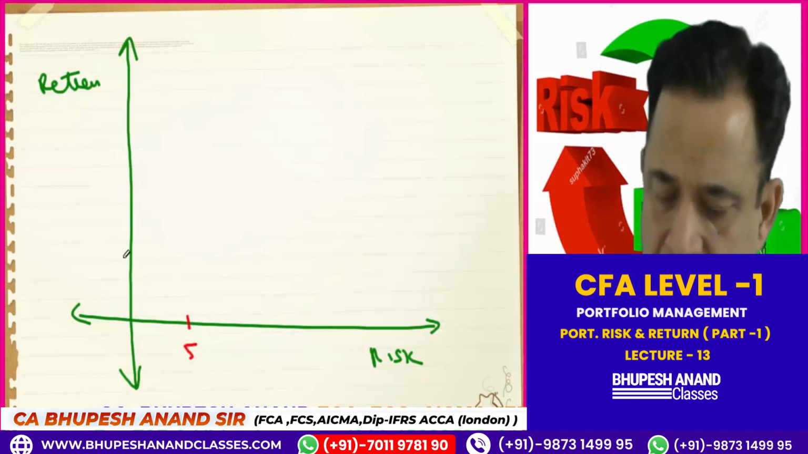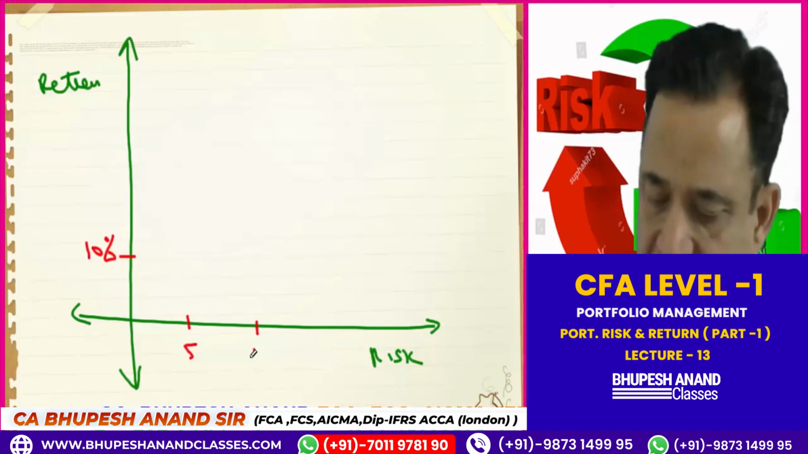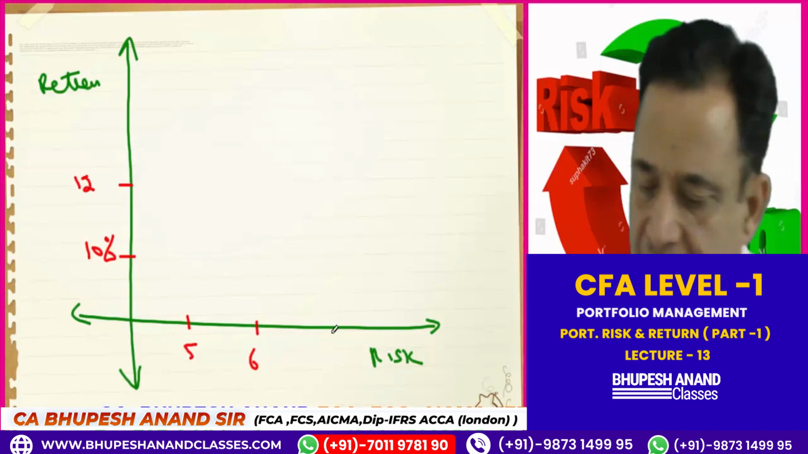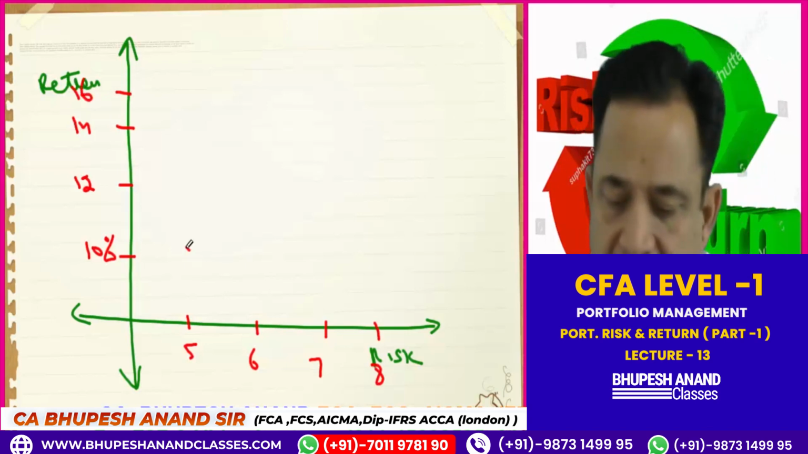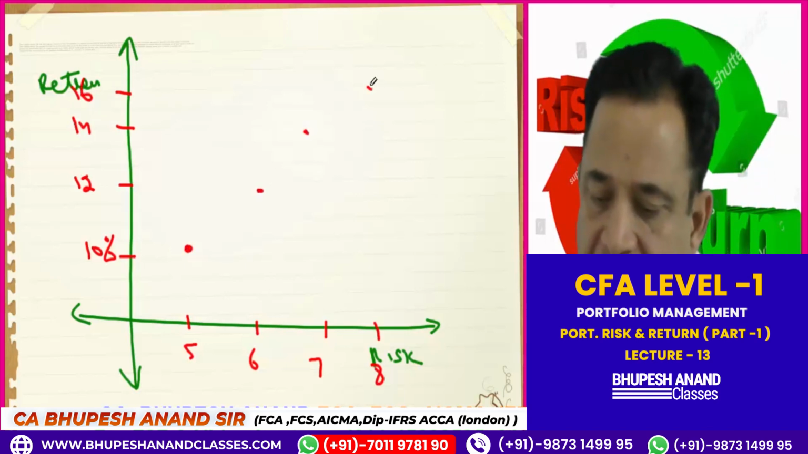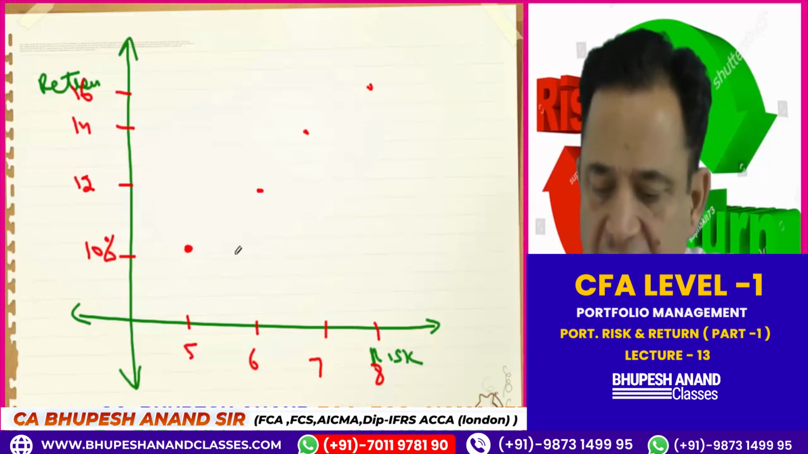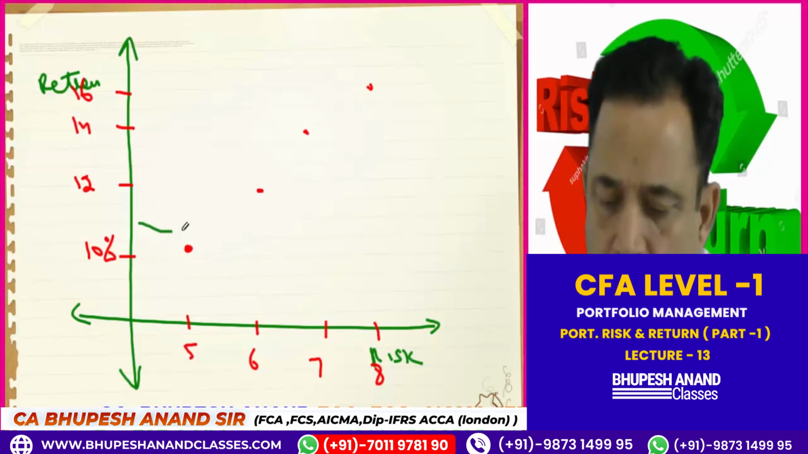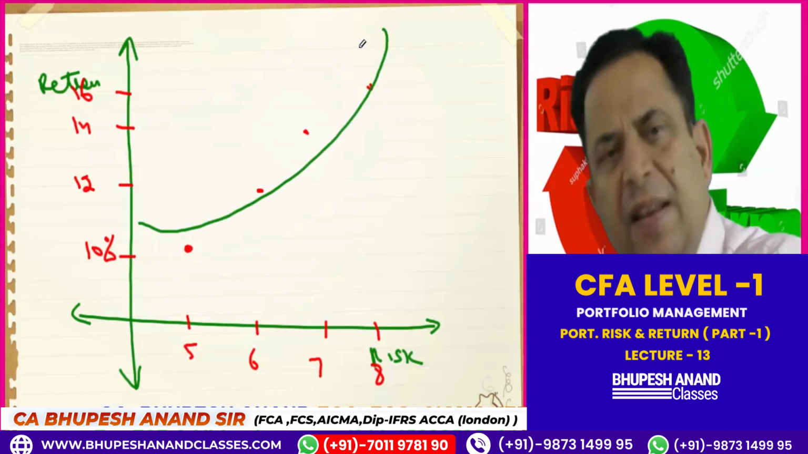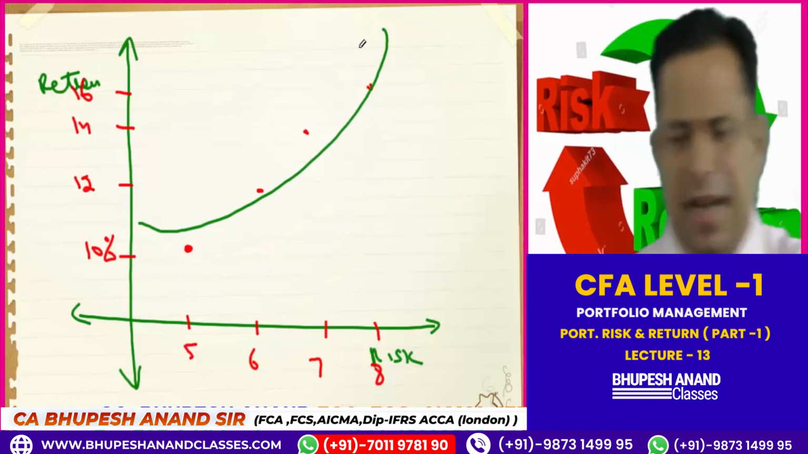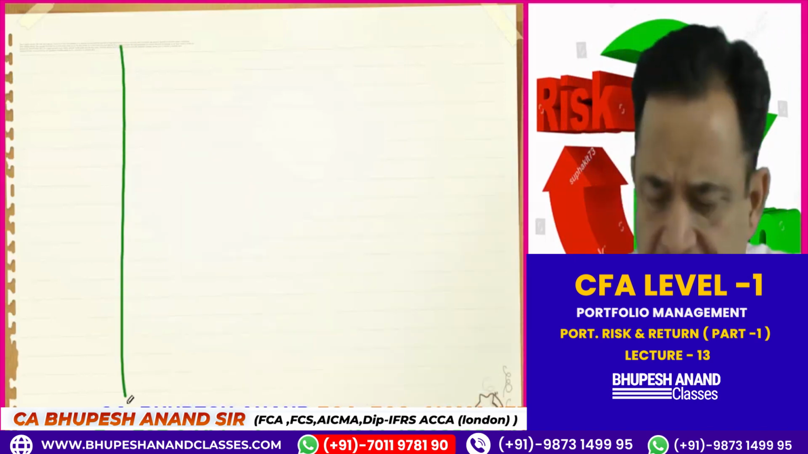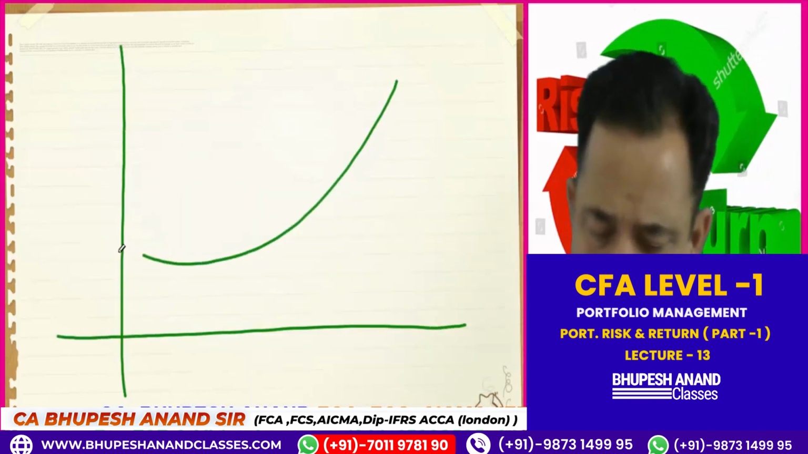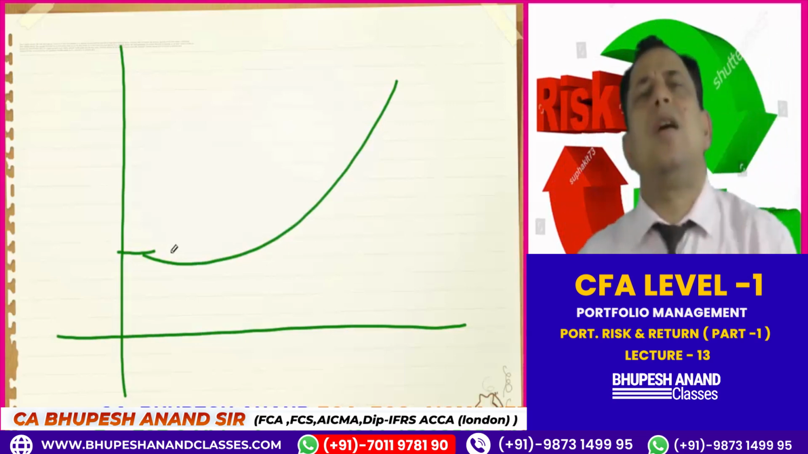At 5% risk, 10% is the return. At 6% risk, 12% is the return. At 7%, 14% is the return. At 8%, 16% is the return. And if I join these points, they will somewhat give me a curve. I have just drawn that roughly. If I join these points, they will give me the shape of a curve.